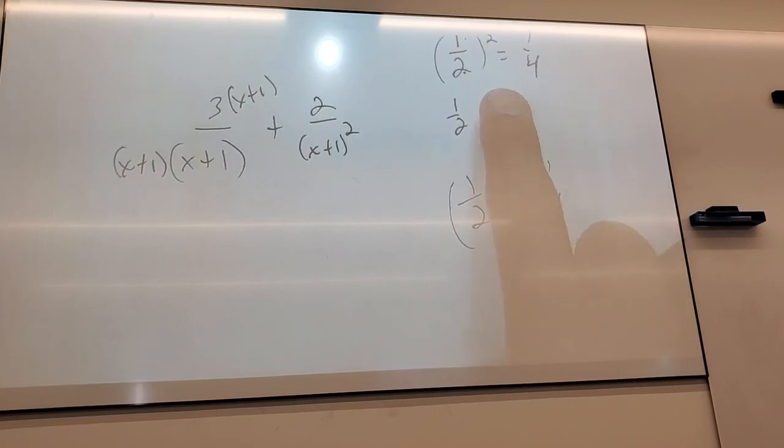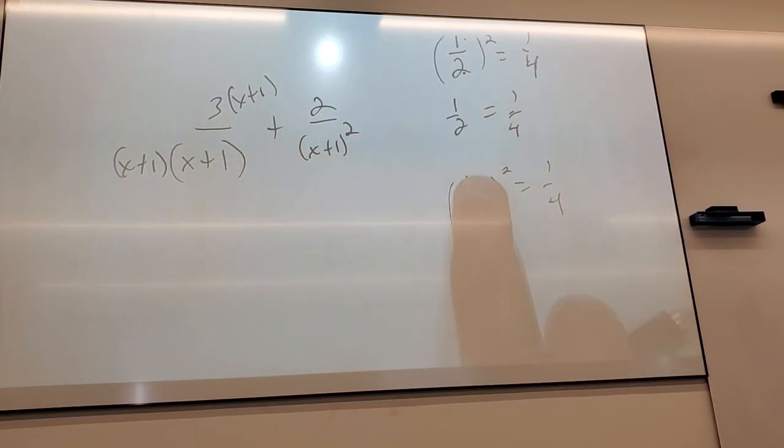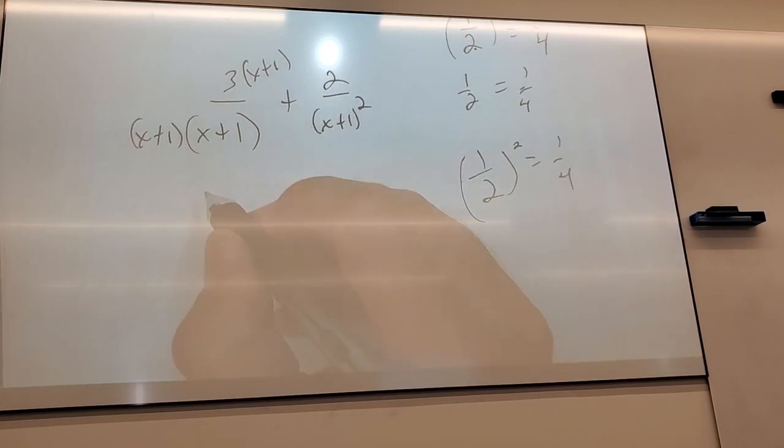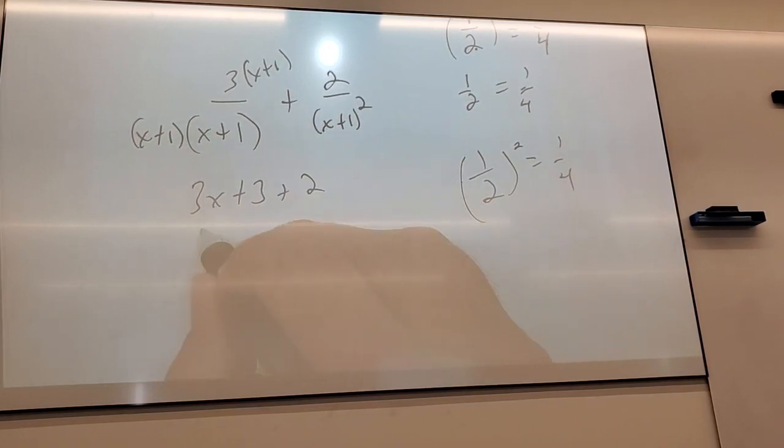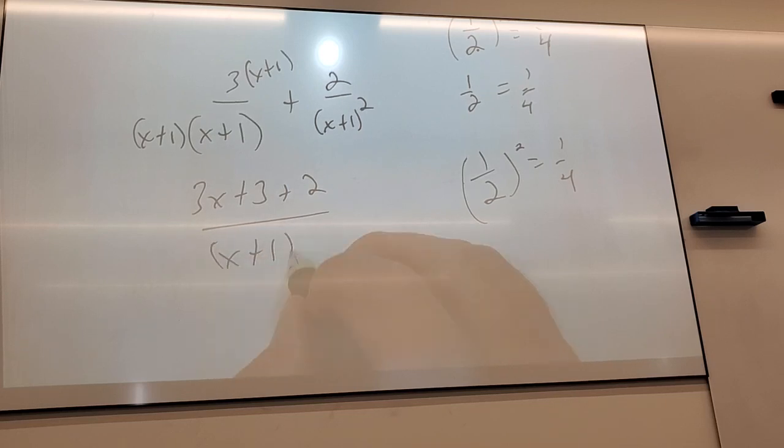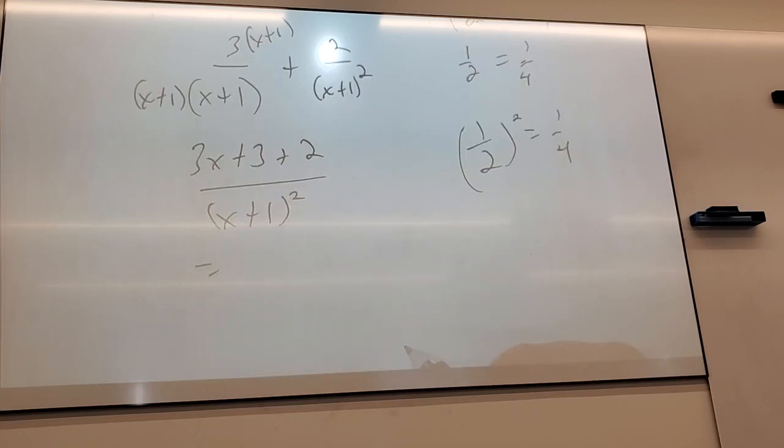This whole thing was just because somebody was saying you could square this, and just to point out, no, you can't square a fraction, okay? So then you get 3x plus 3 plus 2 over x plus 1 squared. Is that cool?